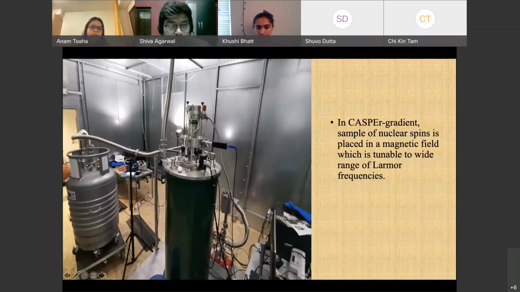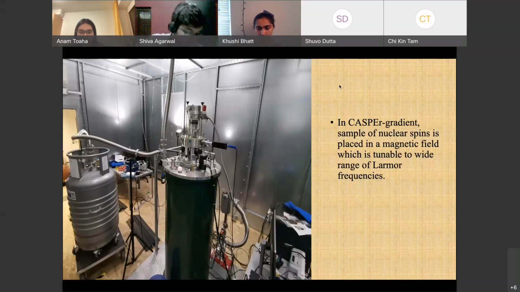Here I have posted a picture of our Faraday lab. It is in our Helmholtz Institute Mainz, and this is our magnet. This is the setup for our CASPEr gradient, in which I'm currently doing my internship. In CASPEr gradient, a sample of nuclear spins is placed in a magnetic field, which is tunable to a wide range of Larmor frequencies. When it is equal to the Compton frequency of the axion, a transverse magnetization will build up, which we intend to detect using SQUIDs.